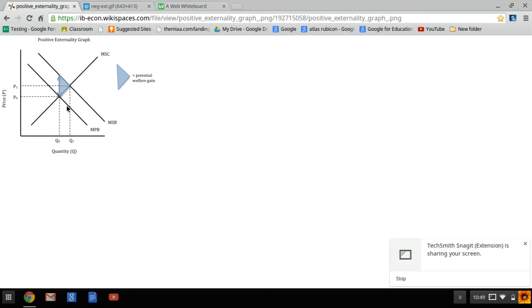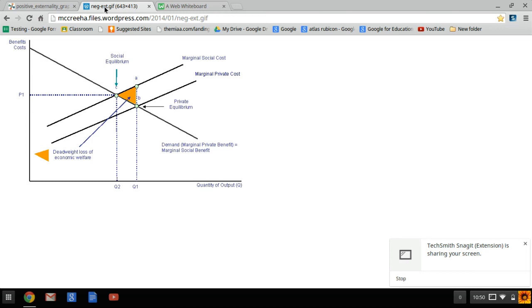So therefore, you'd be raising the demand, the MPB shifting to the right to MSB. So that's how the government affects the quantity and price of positive externalities. Now, negative externalities. Let's go to the next graph.